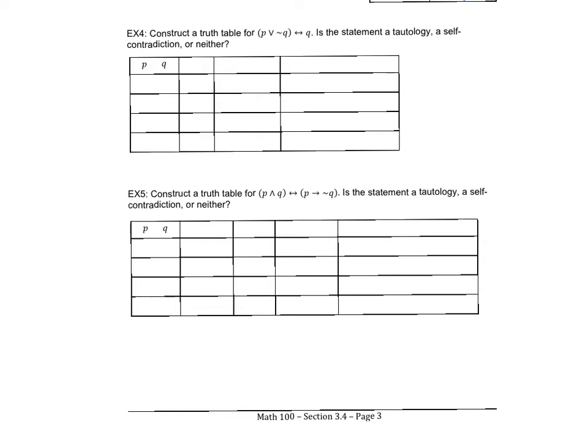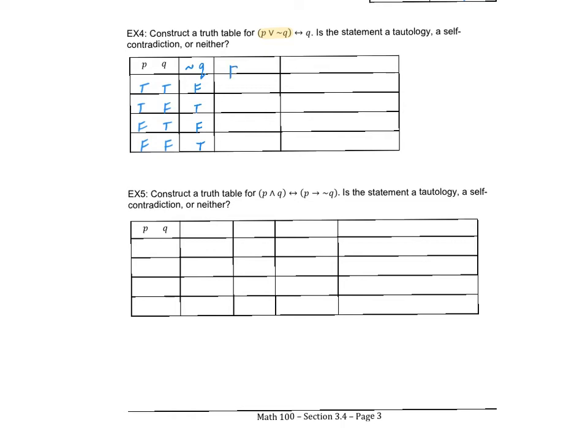Well, first of all, our two statements, we would get a true true, false false for P, and a true false true false for Q. Again, I have to work within the parentheses first, P or not Q. I don't have not Q listed, so I have to first figure out the truth value for not Q, which would be false, true, opposite of Q.